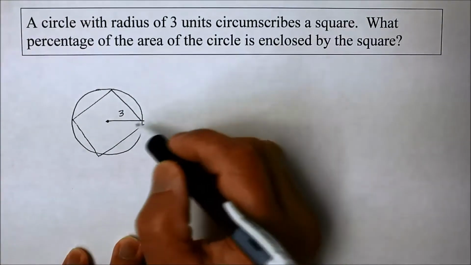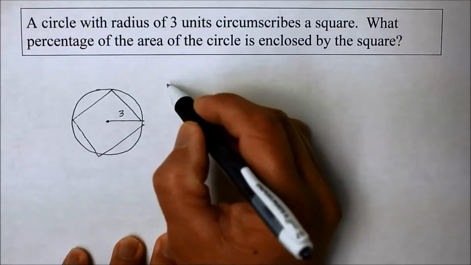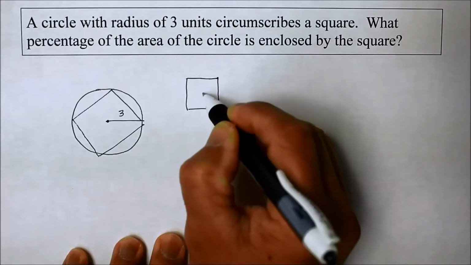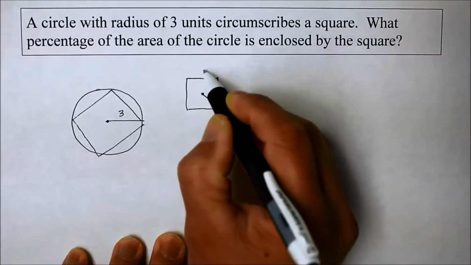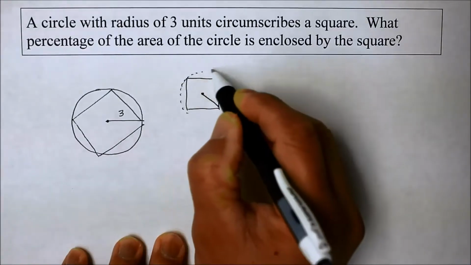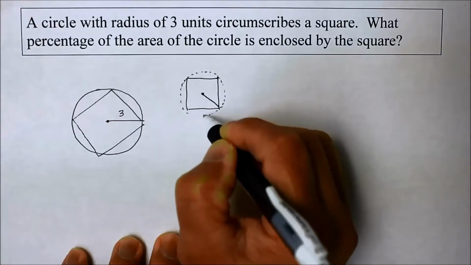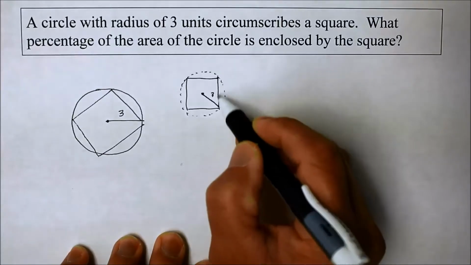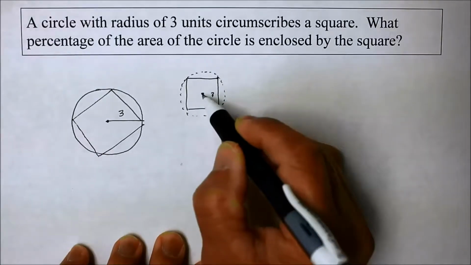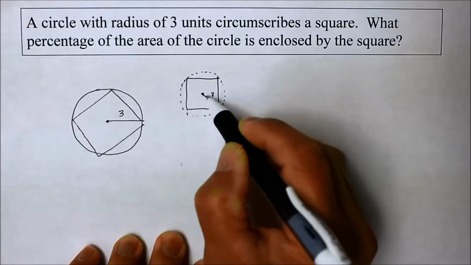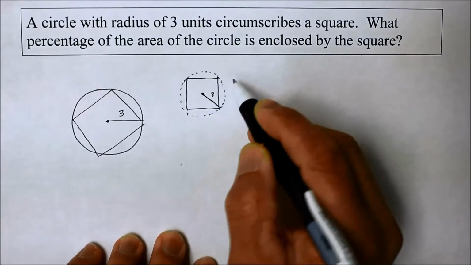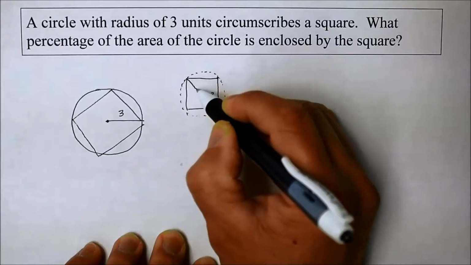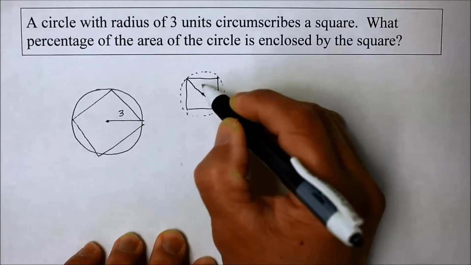So let's first find the area of the square. Let's take this one out. Here's what we have. The radius of the circle that circumscribes the square was 3. But now, if I look at it as a square, where the diagonals intersect, the line from the center to a vertex is 3, then the full length is going to be another 3, so it's going to be 6.